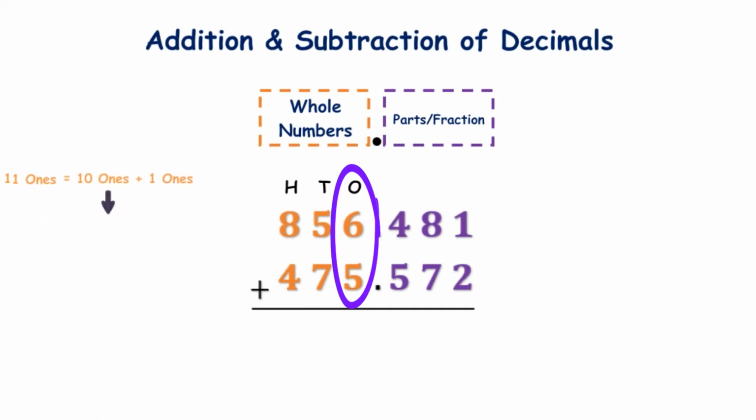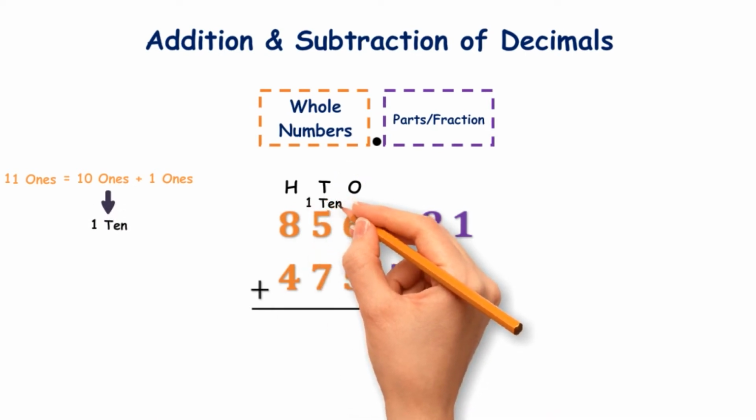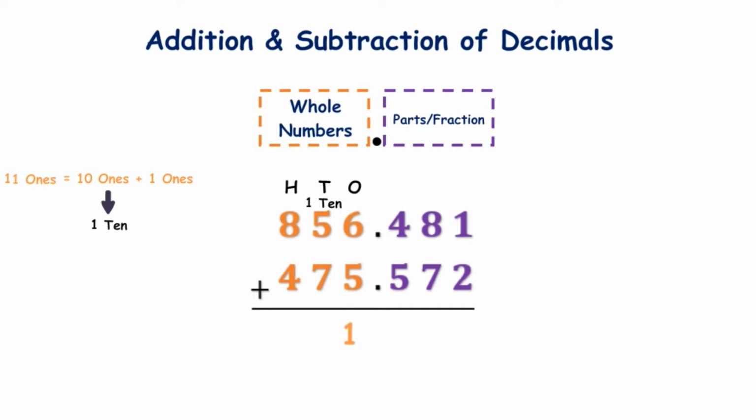As we know, 10 ones equal 1 ten. 1 ten will be shifted to the next column. Here I will write 1 one. Now 5 tens plus 7 tens equal 12 tens. And 1 ten will also be added. It will be 13 tens. As we know, 10 tens equal 100. 100 will be shifted to the next column. Here I will write 3 tens.